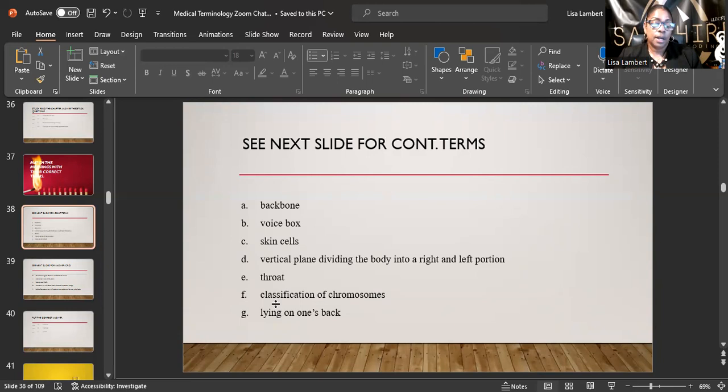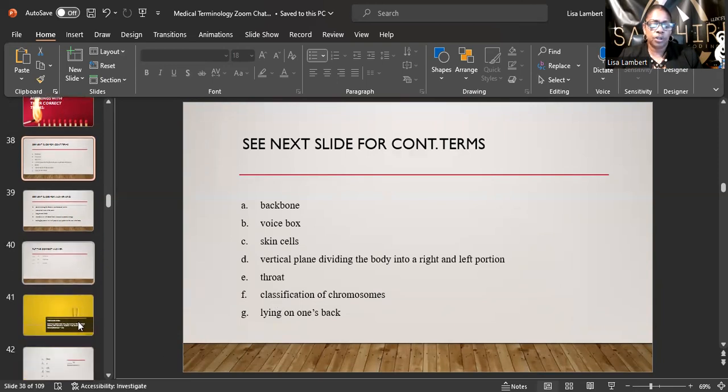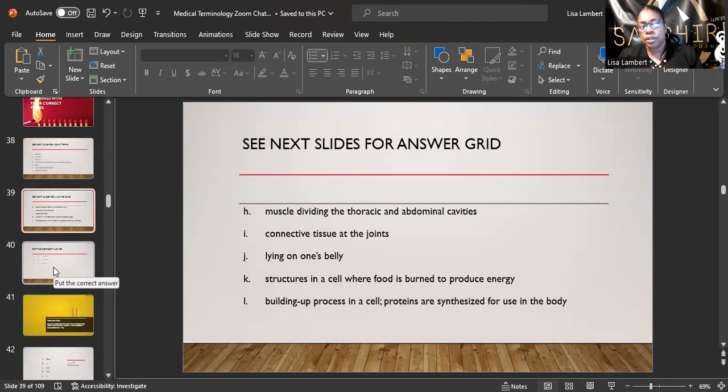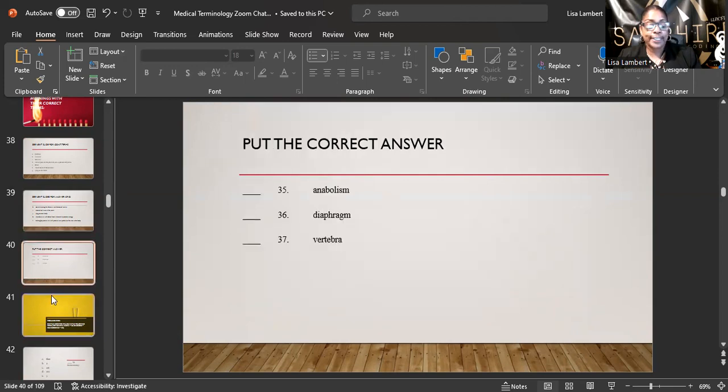Okay, so let's move on. This is pretty much almost the same as what we're looking at. Not the same information, just the grids. Okay, muscle dividing the thoracic and abdominal cavity, lying on one's belly, structure in a cell where food is burned to produce energy. We're all trying to get that done properly.